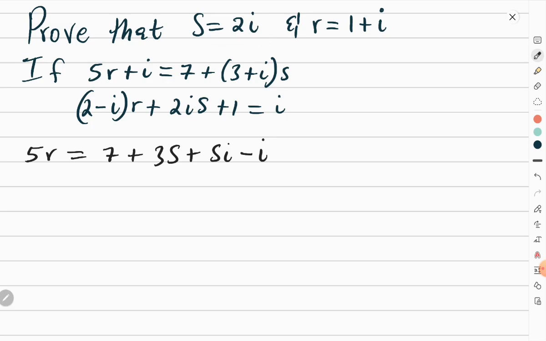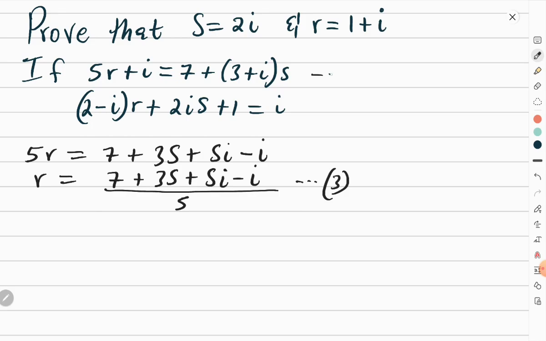So we have 5. For now, we haven't finished because r is still not the subject of the formula. So we can just divide by 5 both sides. So r is equal to now 7 plus 3s plus si, then minus i, divided by 5. So this is our simplified equation number 3, if this one is given by number 1 and this one is given by equation number 2. So ours is to use this equation number 3 towards equation number 2 so that we can solve the remaining variable.